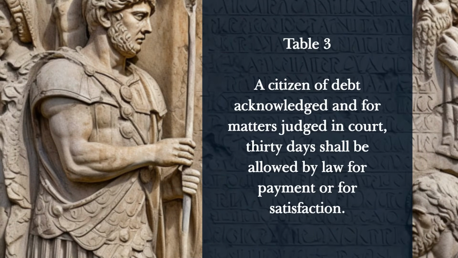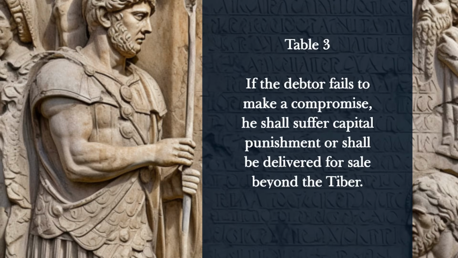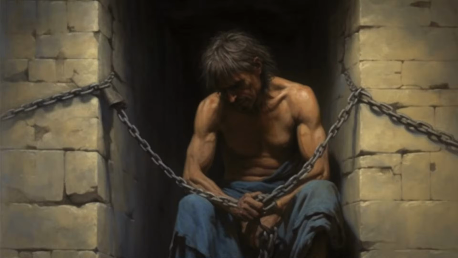Number 1. A citizen of debt acknowledged and for matters judged in court, 30 days shall be allowed by law for payment or for satisfaction. Number 2. If the debtor fails to make a compromise, he shall suffer capital punishment or shall be delivered for sale beyond the Tiber. But that would only be if you fail in all attempts to settle the debt.